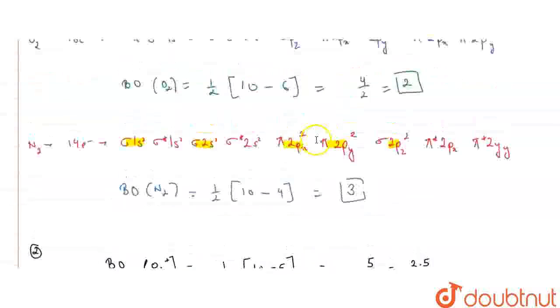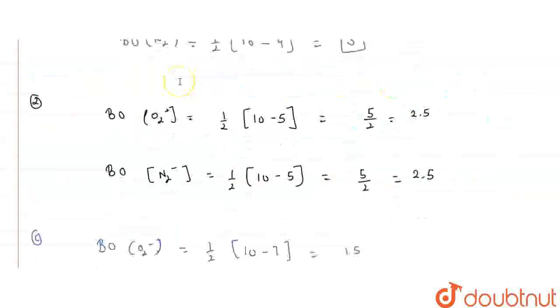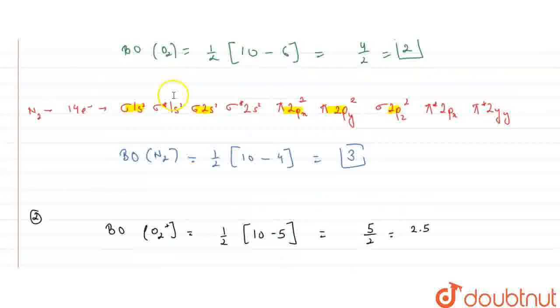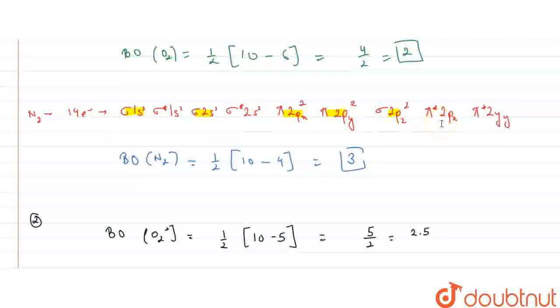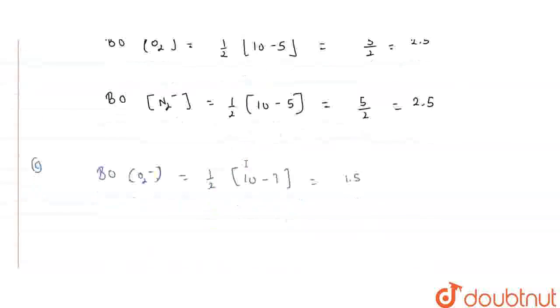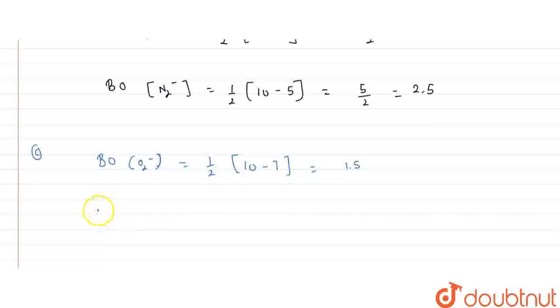Now the next one is N2 positive. So for N2 positive, what will happen is, from N2 we have the electronic configuration according to the molecular orbital theory. 1 electron from sigma 2pz will be eliminated. That means the number of electrons in the bonding orbital will be 9. So let us write bond order for N2 positive will be half times 9 minus 4. So this comes out to be 5 by 2, that is 2.5.